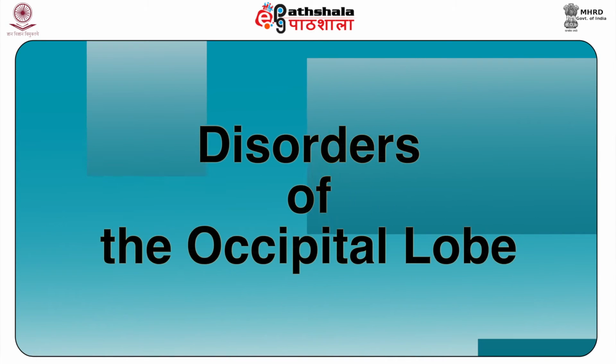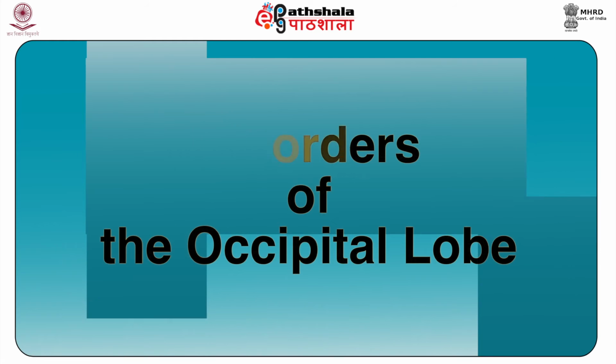Well students, now let us understand some of the disorders of the occipital lobe. The primary function of the occipital lobe is to provide visual sensation to the organism. Total damage to this lobe in both hemispheres lead to total blindness. Damage to this region in only one of the two hemispheres may cause partial blindness with other distortions of visions.